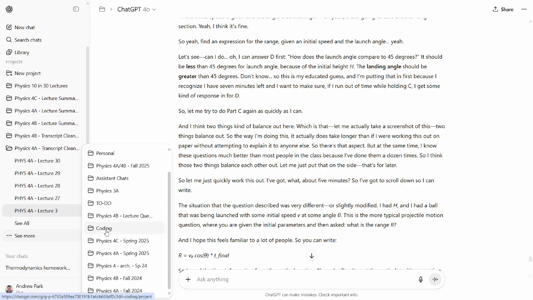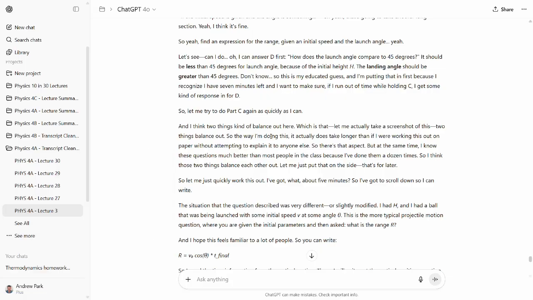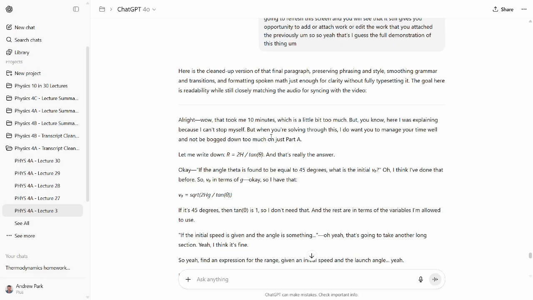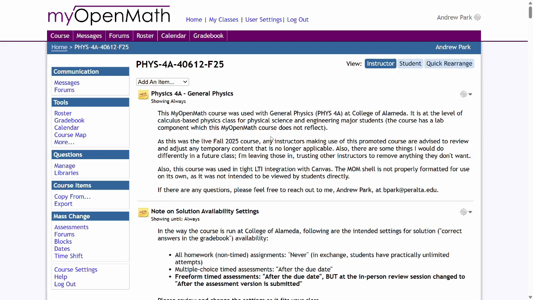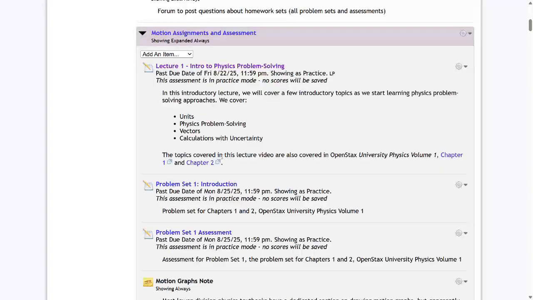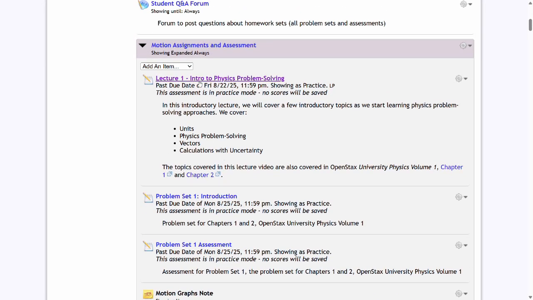So maybe I could do it through here, but I think maybe the better way to demonstrate it is through the final work product. I used it to generate the lecture comprehension questions that you will see. That's tied to the Physics in 30 lectures series. So this is my Physics 4A class. The MyOpenMath version of it, students don't usually see it, but let me use this to show, for example, the lecture comprehension questions for lecture 1.